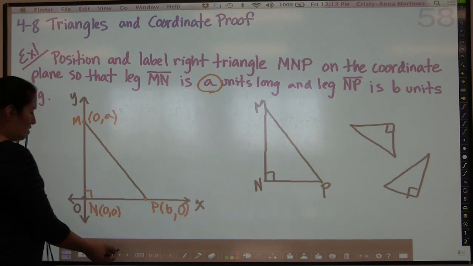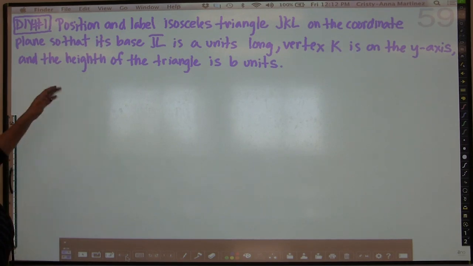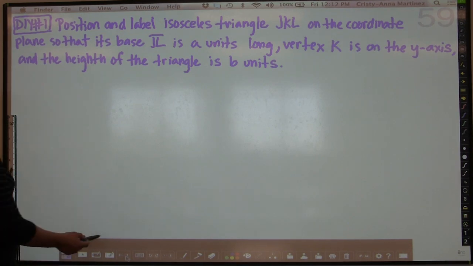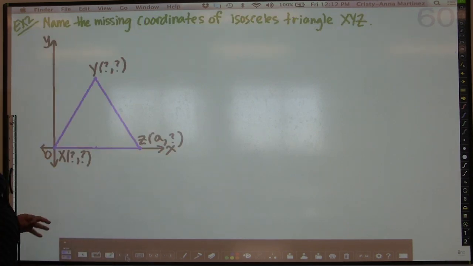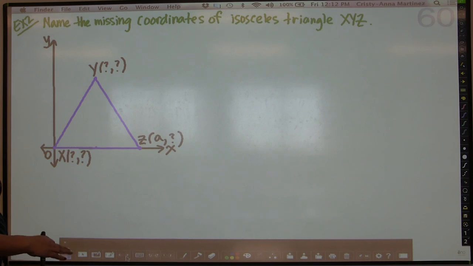So now I want you to try to position and label an isosceles triangle on the coordinate plane, and it gives you some conditions that they want you to uphold in that. So you'll do that. I'll help you with that if you don't figure it out in class. But now we have example 2, and again, we're still not quite at the point where we're doing a coordinate proof just yet, but we're almost there.